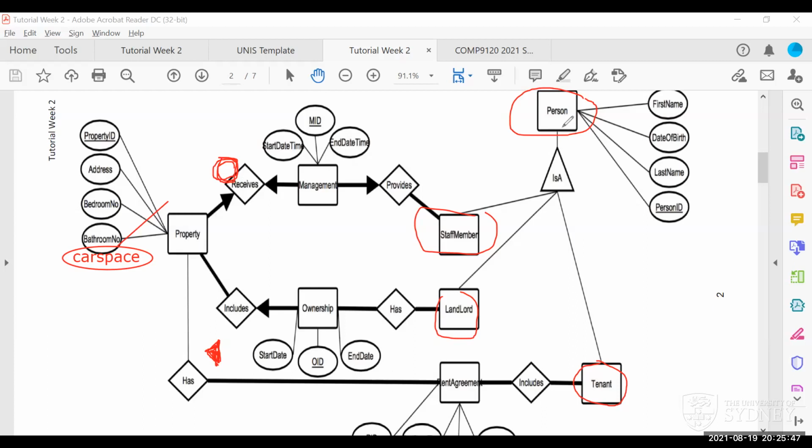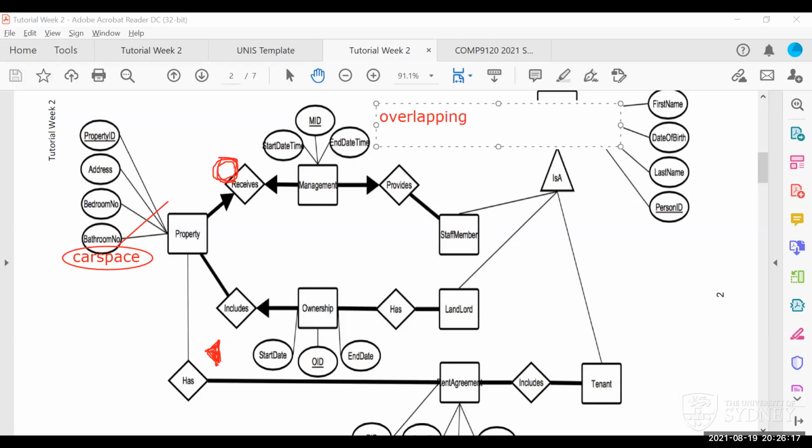Yeah, so look at this. So what does this mean? So this is actually the default. The default is just a thin line. Okay. And what does a thin line mean? If we use a thin line in the is a hierarchy, what does that mean? Is this overlapping? So overlapping. Okay. So that's the default.